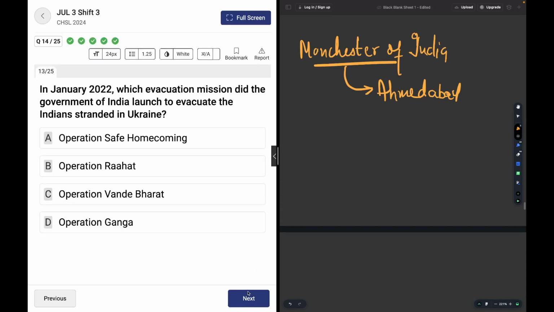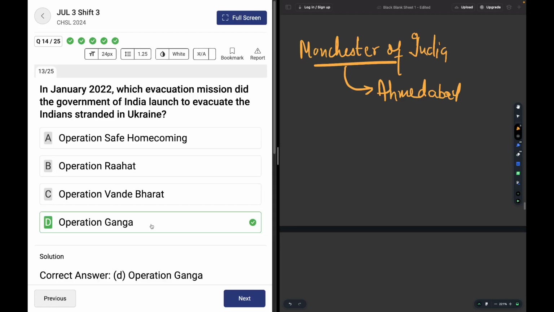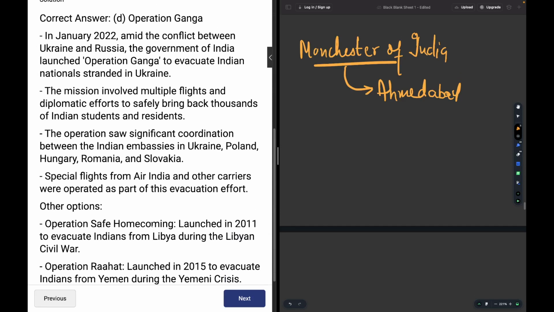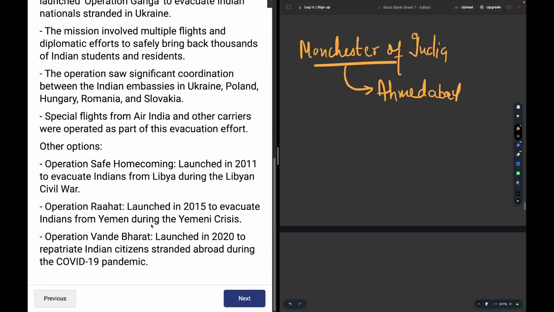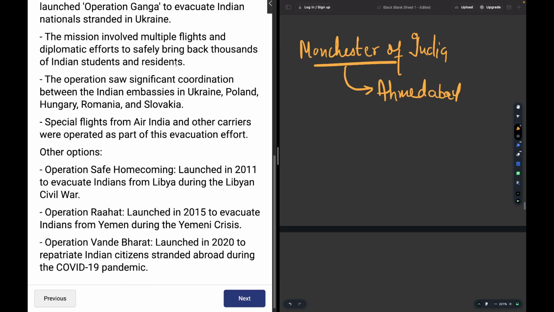Moving on. In January 2022, which evacuation mission did the government of India launch to evacuate the Indian stranded in Ukraine? The answer is Operation Ganga. This is one of the current affairs, and you need to be well versed and abreast with the current affairs so as to score well. Operation Safe Homecoming is for Libya.